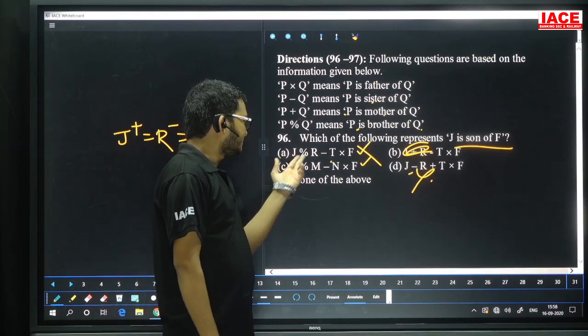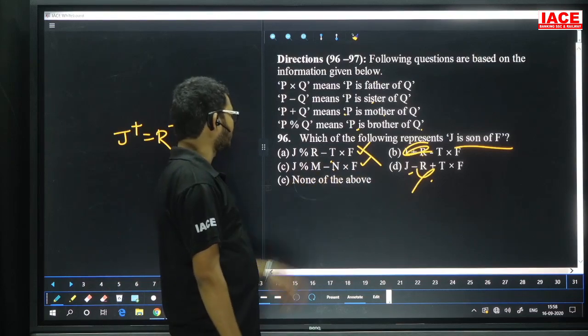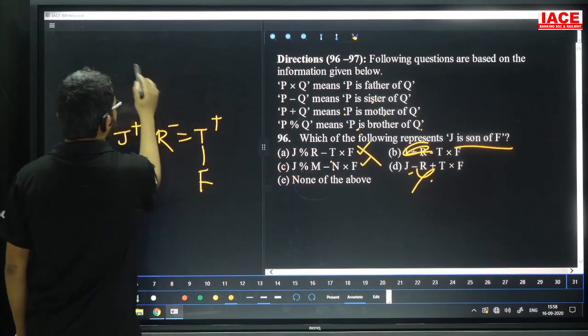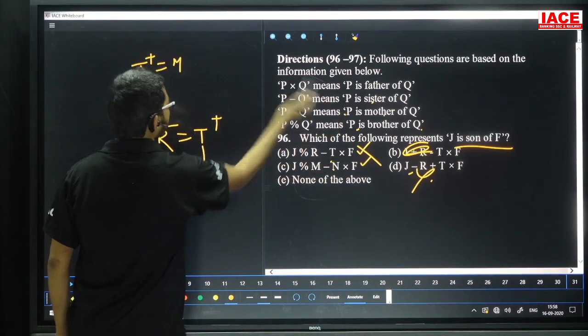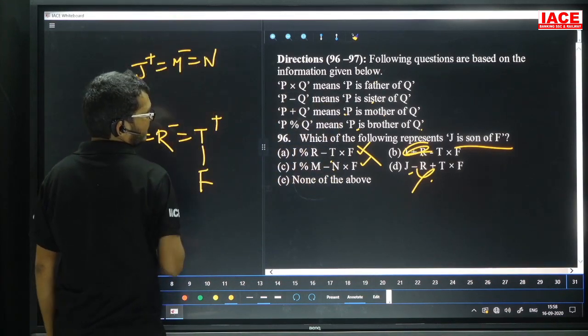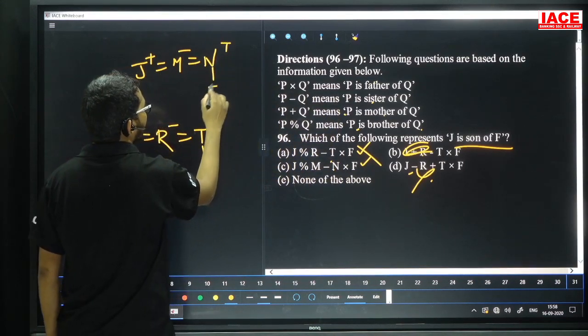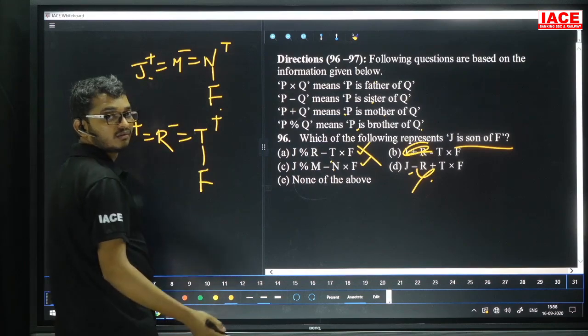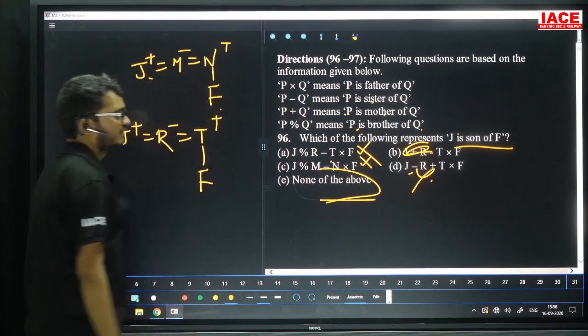J percentage M, R minus N, N into F. That means both are the same. Check once if you want. J percentage M: J is brother of M. M minus N: minus means sister, M is sister of N. Next one, N into: into means N is father of F. Then how is J related to F here? Uncle. But our requirement is son. This one also no chance. Then the simple answer is none of these.